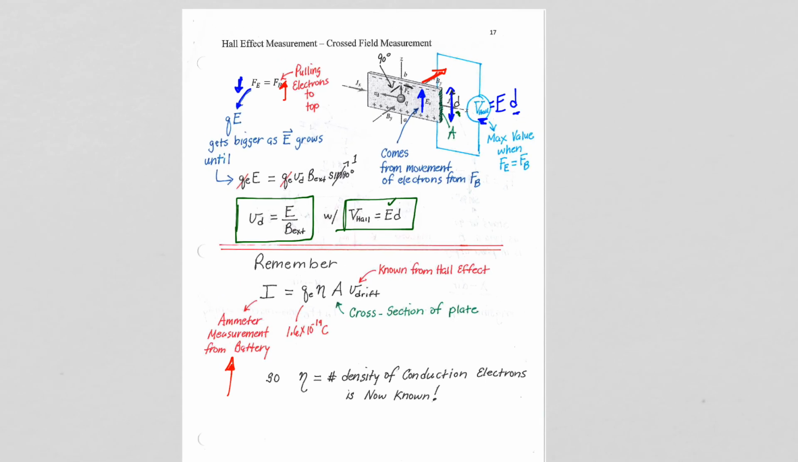We know the charge on the electron is 1.6 times 10 to the minus 19. Millikan gave us that, so we'll talk more about that and see how Robert Millikan gave us the 1.6 times 10 to the minus 19. The cross-section of the plate, of course, would be known. That could be measured. We just said we would know the drift velocity from the Hall effect itself. And again, voila, the only unknown is the number density of charge carriers.